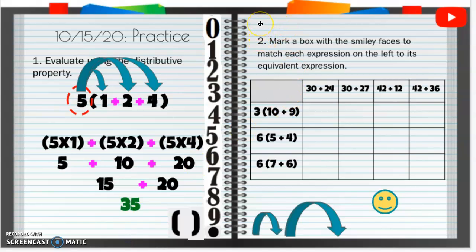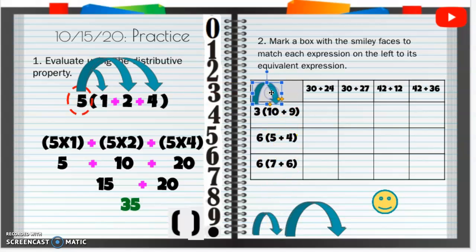It says mark a box with the smiley faces to match each expression on the left to its equivalent expression. So, equivalent means equal. You see that? Equivalent, equal. All right, so let's take a look at this. 3 times the quantity of 10 plus 9, end quantity. So this 3 will be distributed to this 10, as well as this 3 will be distributed to that 9.